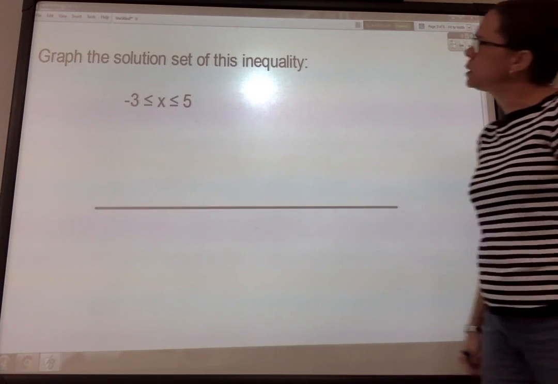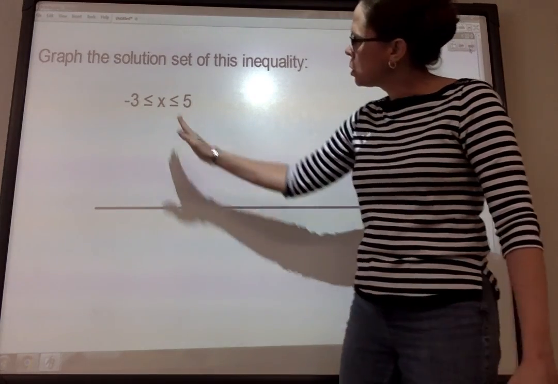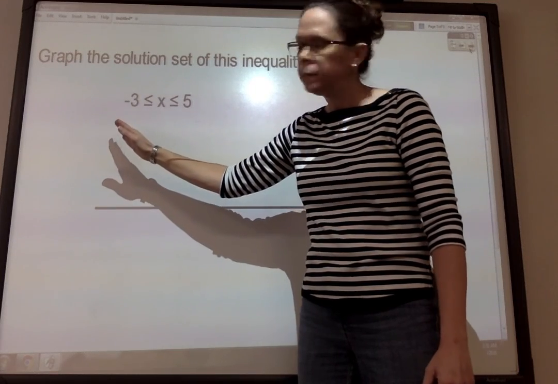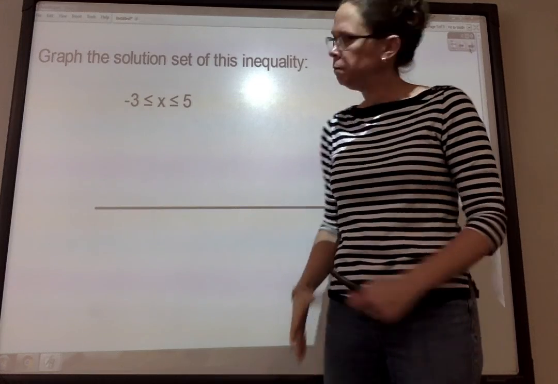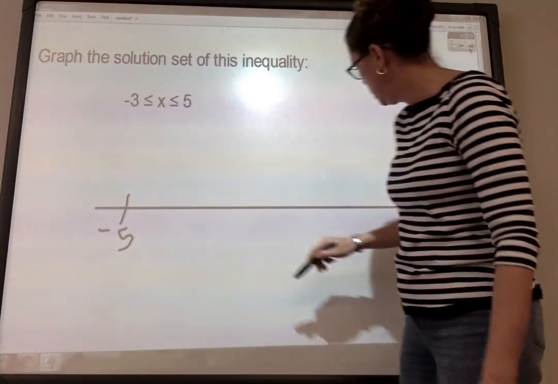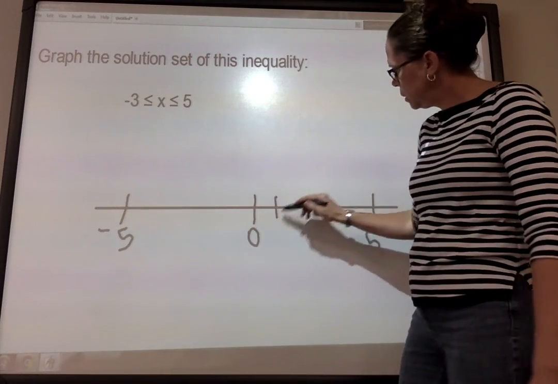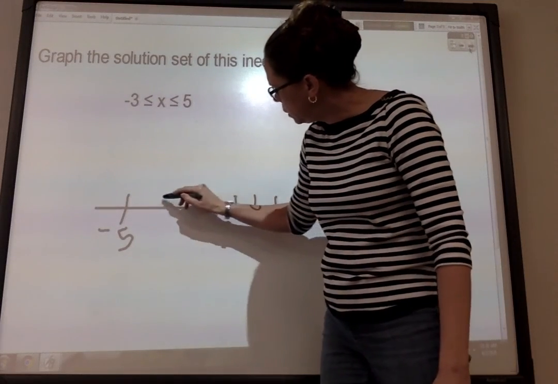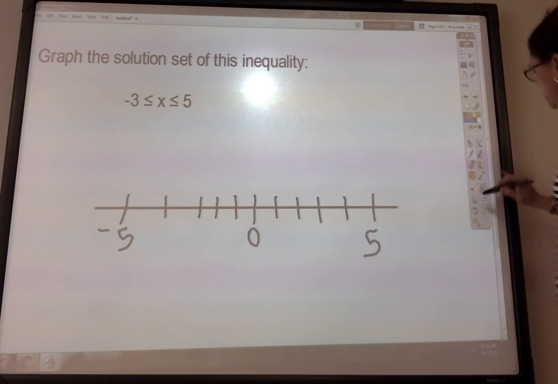Graph the solution set of this inequality. Let's read it first, starting with the middle. x is greater than or equal to negative 3 and x is less than or equal to 5. I'm going to start here with negative 5. I'll put 0 here, and I'll put 5 here: 1, 2, 3, 4, 5, and negative 1, negative 2, negative 3, negative 4. Those didn't get spaced out very well. Let's see if I can do that a little bit better.